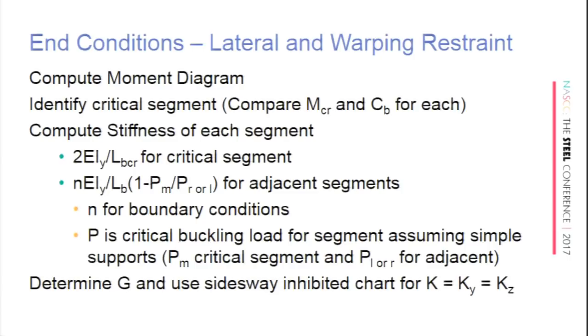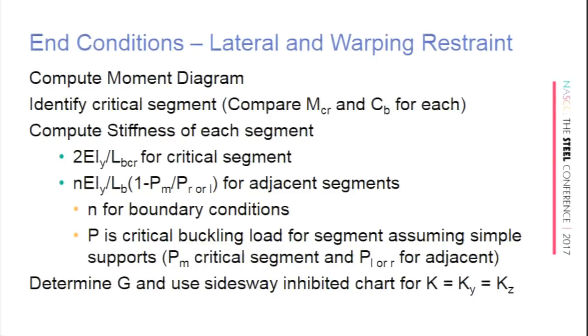For the critical segment, you're going to get the lateral stiffness there. And then you're going to calculate the stiffness for the adjacent segments, accounting for the end conditions. The value of n is going to be 2, 3, or 4, depending on whether you have continuous or pinned or fixed boundary conditions at the far end of your adjacent segments. You'll have to calculate P. That's a little bit extra analysis. You'll have to calculate P, the vertical load that you would have to apply to those segments to actually get them to buckle. And this is a measure of how much left does that adjacent segment have to give to the critical segment.